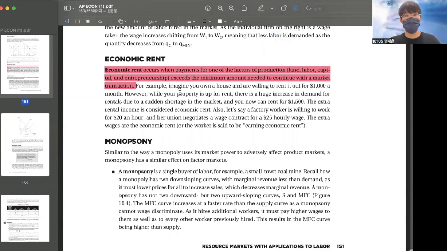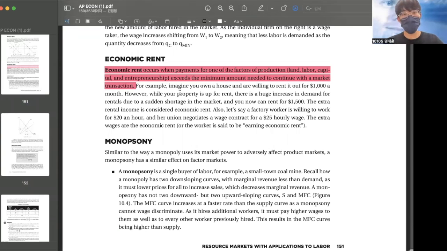To take an example, imagine you own a house and you're willing to rent it out for about $1,000 a month. You own the house, you don't sell it, you rent it. However, while your property is up for rent, there's a huge increase in demand for rentals due to a sudden shortage in the market. Because the demand goes up, the price also goes up. So now you can rent for $1,500, which means that you have an extra surplus of $500. The extra rental income is considered economic rent.